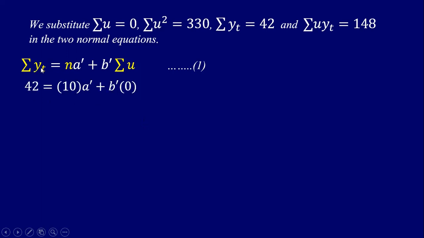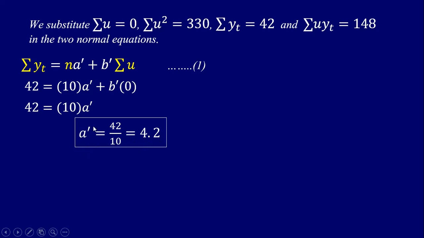So we substitute summation yt is 42, n is 10 into a dash plus b dash into summation u, which is 0. So we get 42 is equal to 10 a dash. Dividing by 10, we get the value of a dash is equal to 42 upon 10 is equal to 4.2.